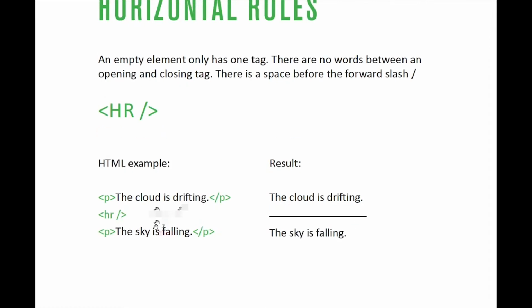You can use a lot of elements like an empty element which only has one tag. An example of that is a horizontal rule, and that's the code for a horizontal rule, and this is what it looks like. And there's no closing tag, there's just a space with a /. So this is what it would look like in the code view.